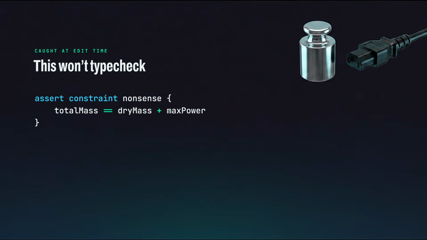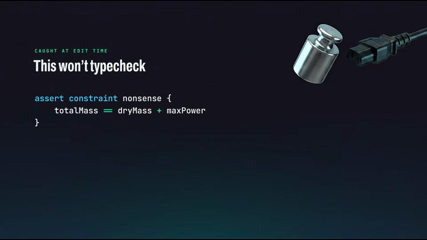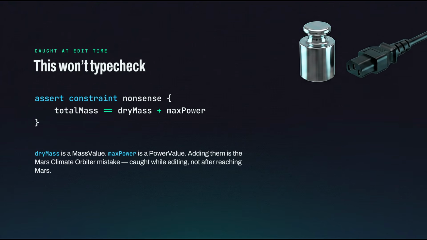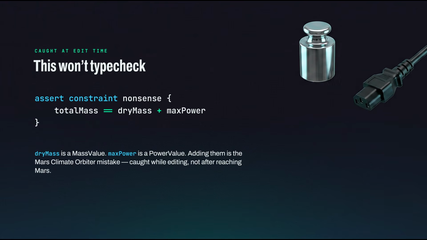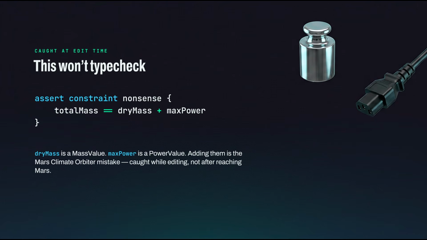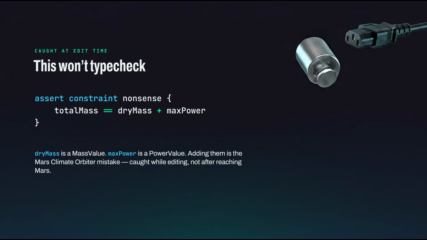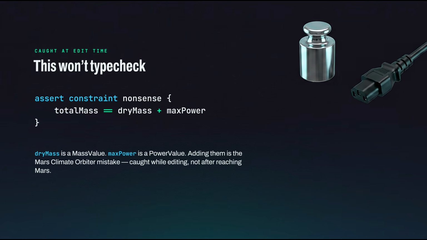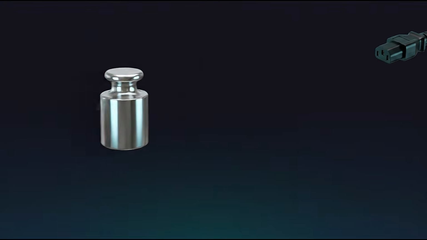Now consider this relationship. This is invalid. Dry mass is a mass value. Max power is a power value. Adding them does not type check. That is the Mars Climate Orbiter mistake caught while someone is editing the model, rather than after a spacecraft reaches Mars. 3 details make this pattern reliable in a real model.